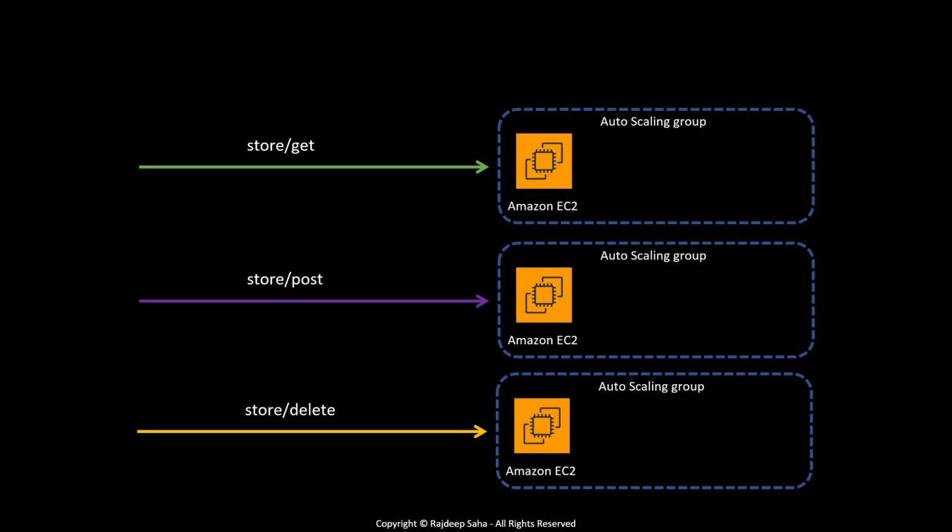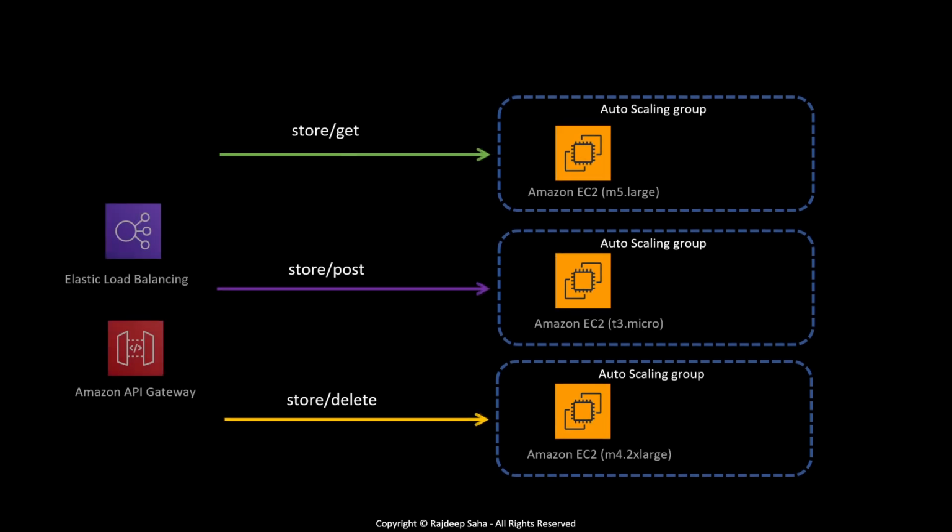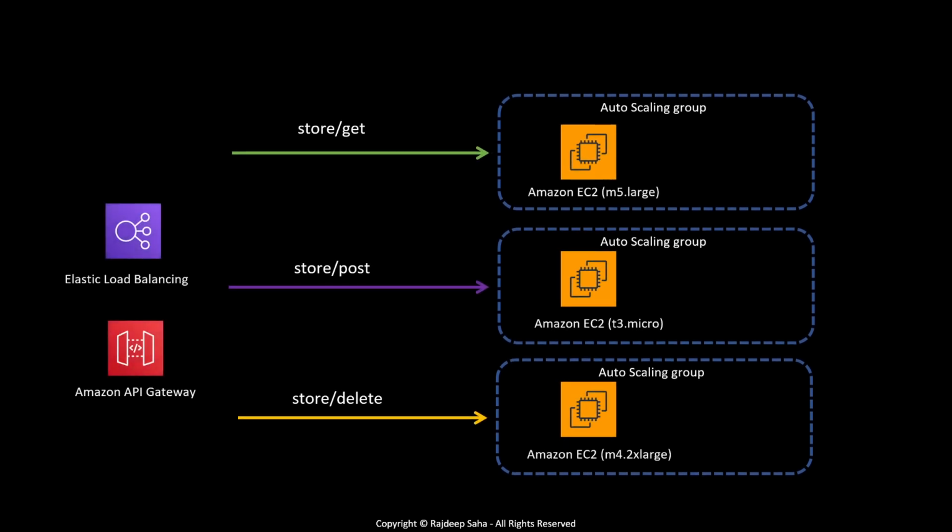Each of those Amazon EC2 instances could be part of different auto-scaling groups with different scaling criteria. You can select the appropriate Amazon EC2 family based on the nature of the microservice. So if some microservice is memory intensive, you can select a higher memory EC2, and you can scale based on memory instead of CPU. You can use Elastic Load Balancer or Amazon API Gateway to host those microservices.